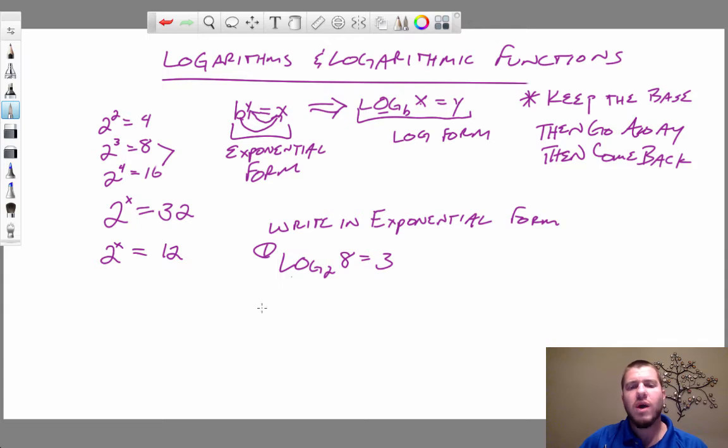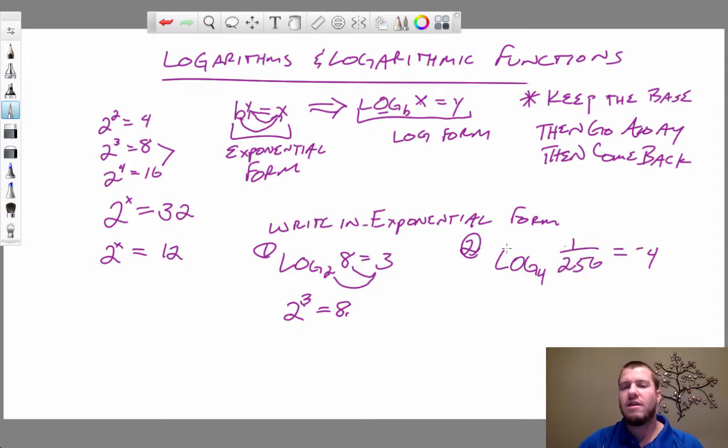So this is a log equation that I'm going to write in exponential form. I'm just going to use this little saying that I use: keep the base, which is 2, go away, raise to the third, then come back is equal to 8. And if you're writing from exponential to log, you can do the same thing. Keep the base, log base 2 of, go away, 8, come back is equal to 3. And it works going back and forth, which is why I like this little saying.